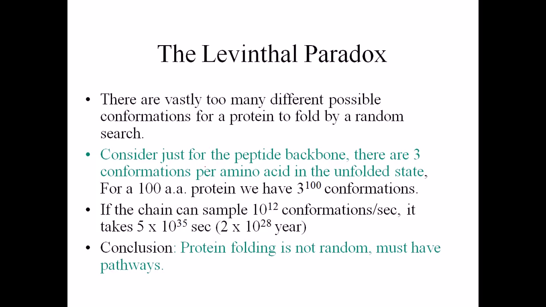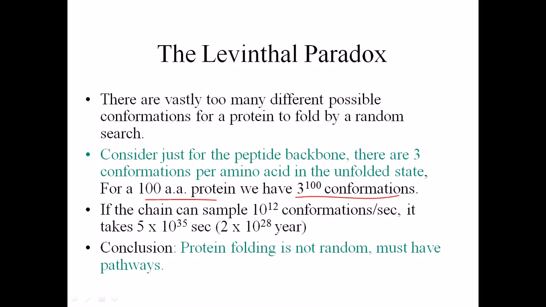Okay, now let us talk about another important thing, which is called the Levinthal paradox. Consider that just for the peptide backbone there are 3 conformations per amino acid in the unfolded state. So suppose we have a very small protein having only 100 amino acids. We take this protein and we have 3 conformations for each amino acid. So how many conformations do we have? We have 3 to the power 100 conformations.